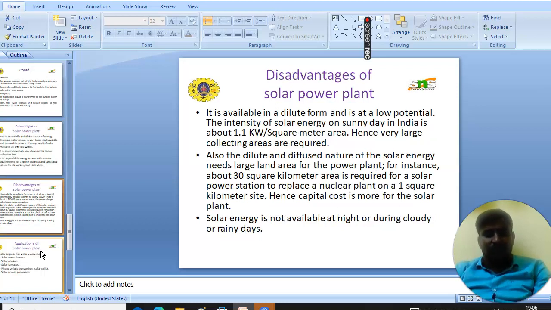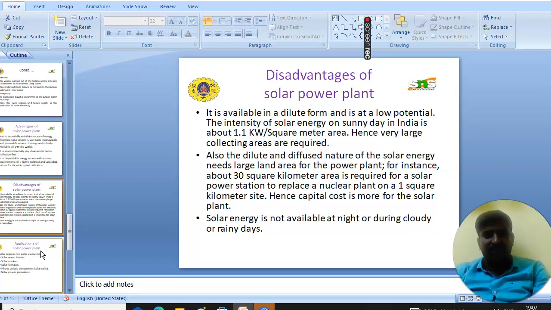What are the disadvantages of the solar power plant? It is available in a dilute form and is at a lower potential. The intensity of the solar energy on a sunny day in India is about 1.1 kilowatt per square meter area. Hence, very large collecting areas are required. Also, the dilute and diffuse nature of the solar energy needs a large land area for the power plant.